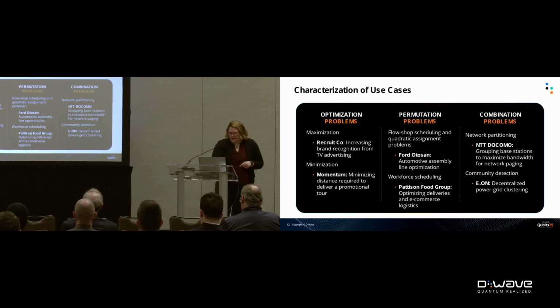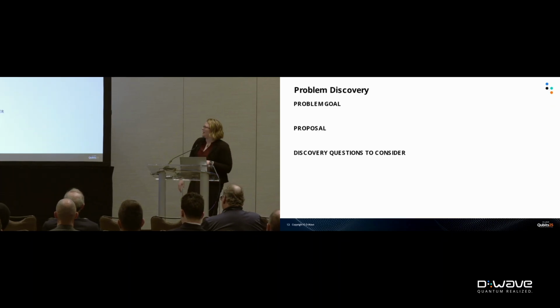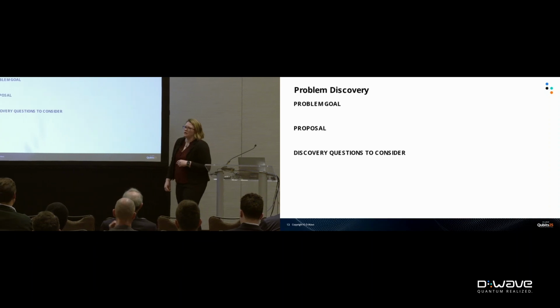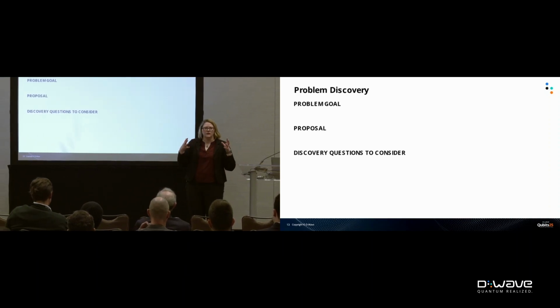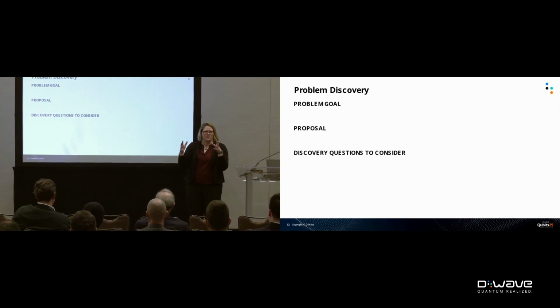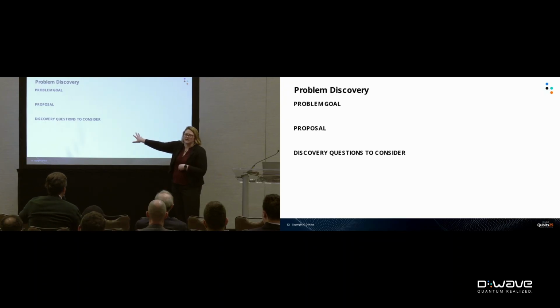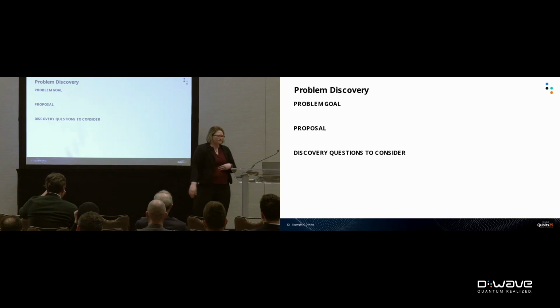Let's get back to our example, though, and go through a bit of the problem discovery process. So when we go through problem discovery, we're really looking for set pieces of information. We want to think about what the problem goal is, state that out, what the proposal is, what are we trying to do with this solution, and then we want to think about, okay, well, what information do I need to know and how am I going to ask that?